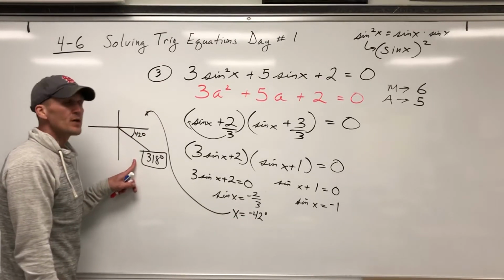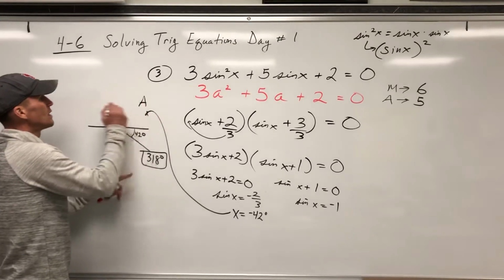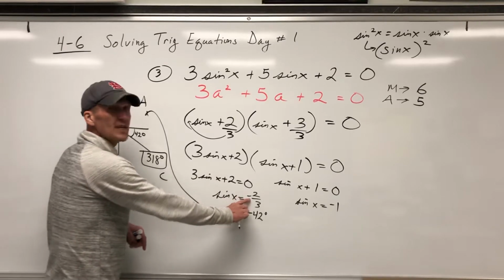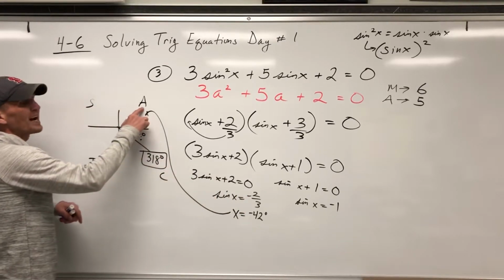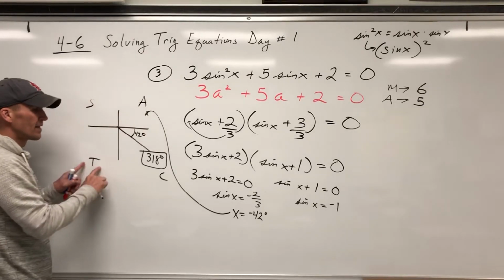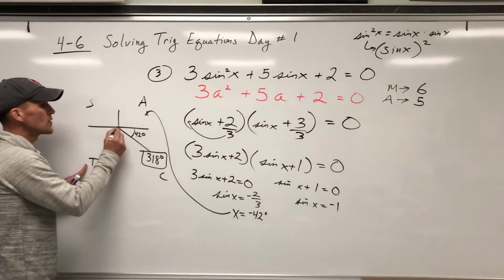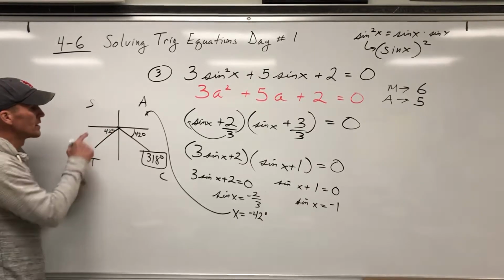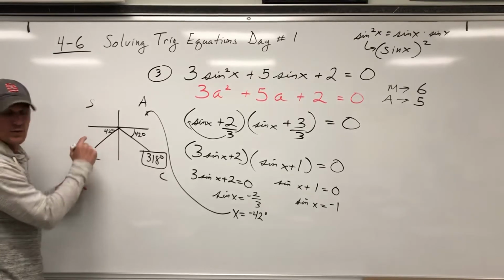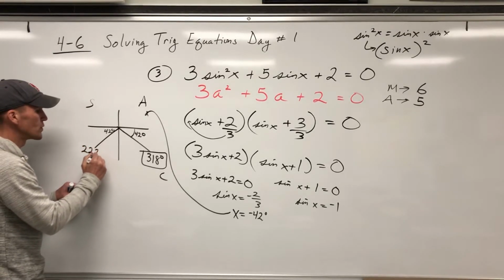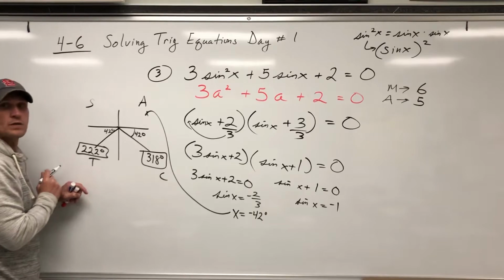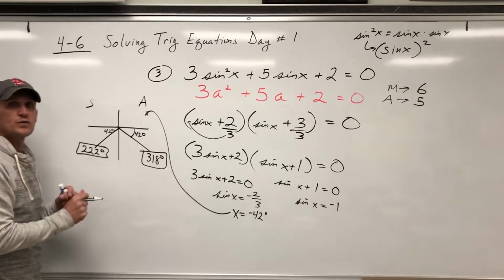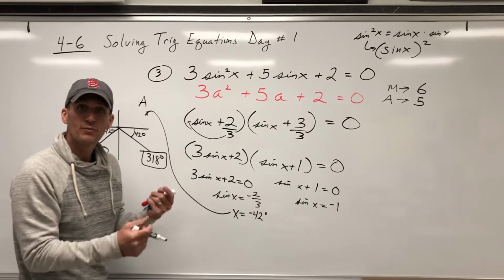But the next thing I should know, again, is All Students Take Classes. Well, where is sine going to give you a negative answer? Well, if it's positive here and here, it also is negative here. So I'm going to put the 42 degree reference angle in the third quadrant. 180 plus 42 is 222 degrees. So you guys, we don't need those T and C there by our answers, but those were our 2 final answers in between 0 and 360.